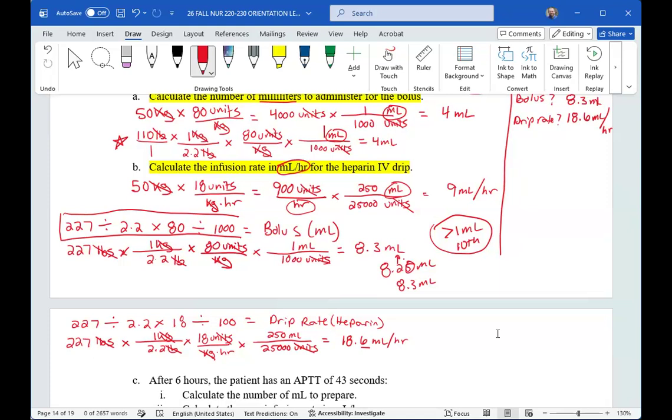Oh, your units is too big. It's only 25,000. Oh, there we go. That's why. Thank you. You're welcome. Now once you do it, you'll get 18.6, because it was one decimal off. Okay, thank you. You're welcome.